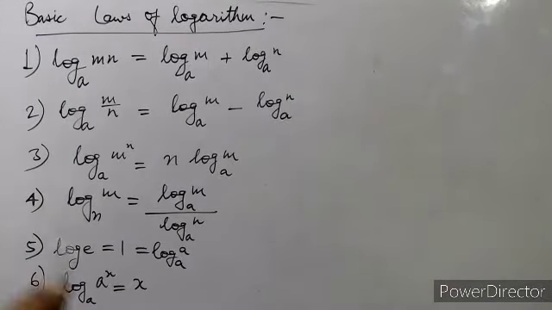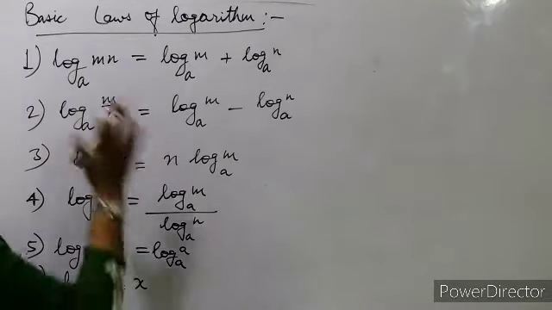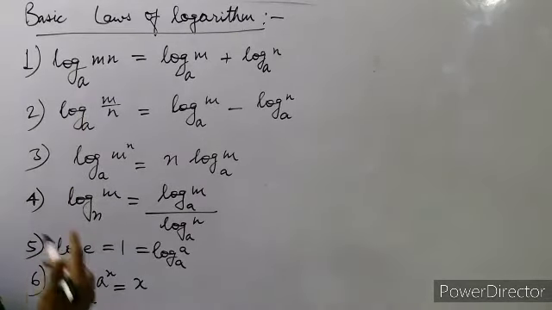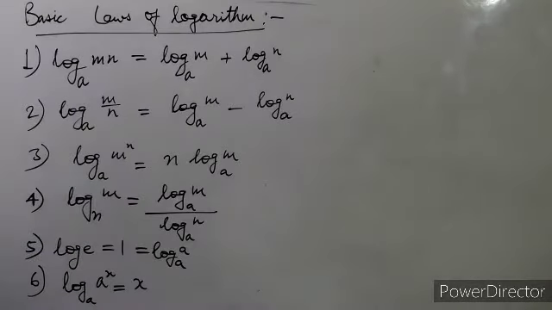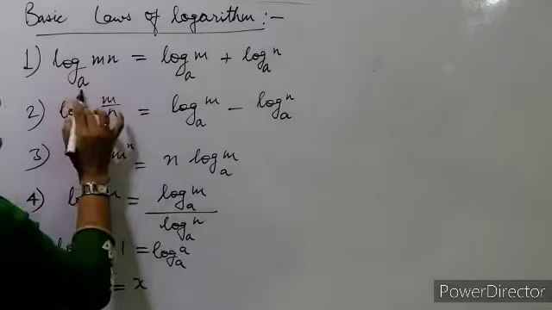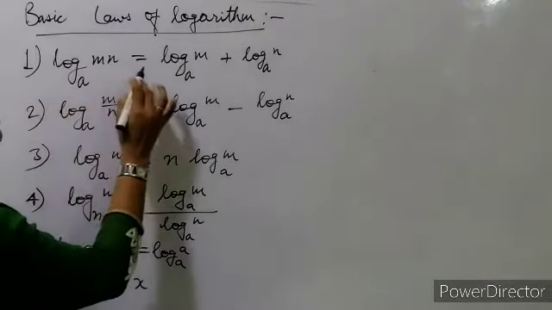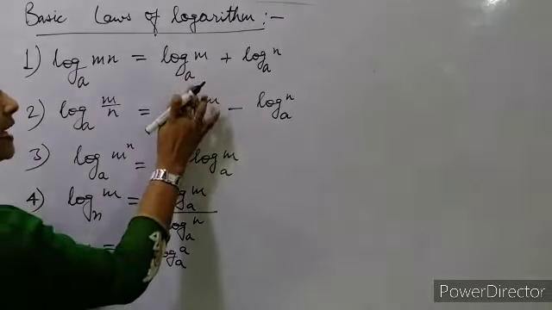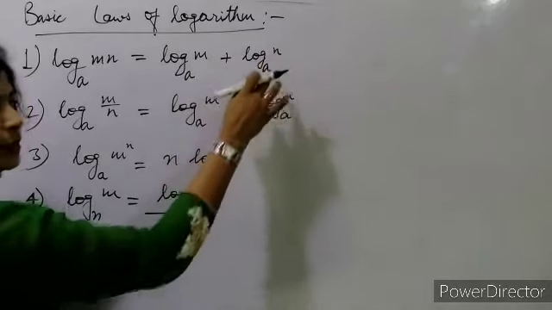So now we'll see the basic laws of logarithm. तो logarithm के कुछ laws हैं. So what are the basic laws of logarithm? These are things जो कि will be required and that will be useful in finding out derivatives. So log of mn to the base a will be equal to log of m to the base a plus log of n to the base a.